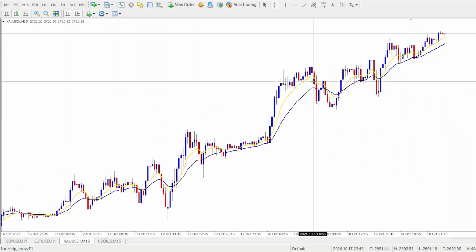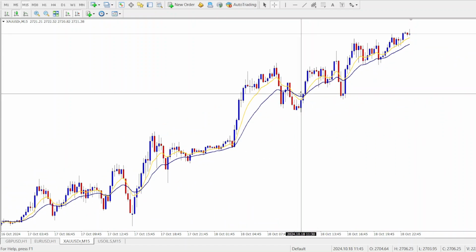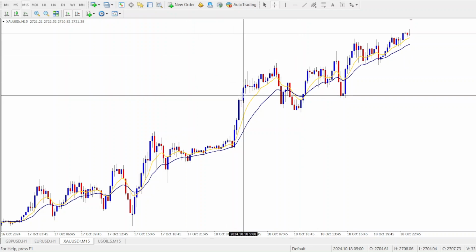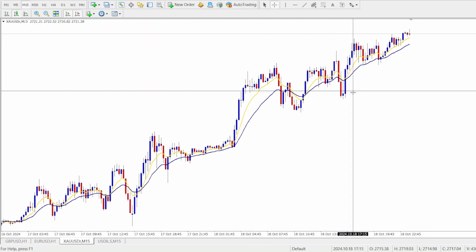So basically that is it. By effectively using the 9 period and 20 period EMAs on your 15-minute chart, you can elevate your trading strategy, identify trends quickly, and make more informed trading decisions.